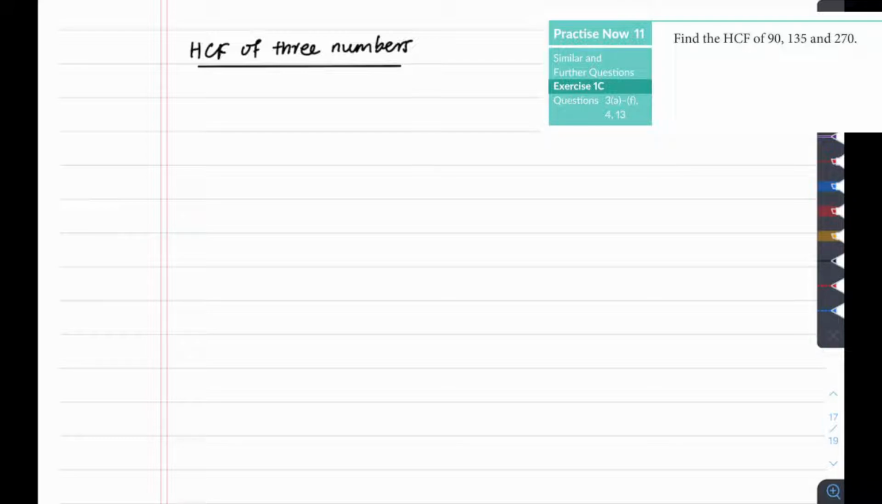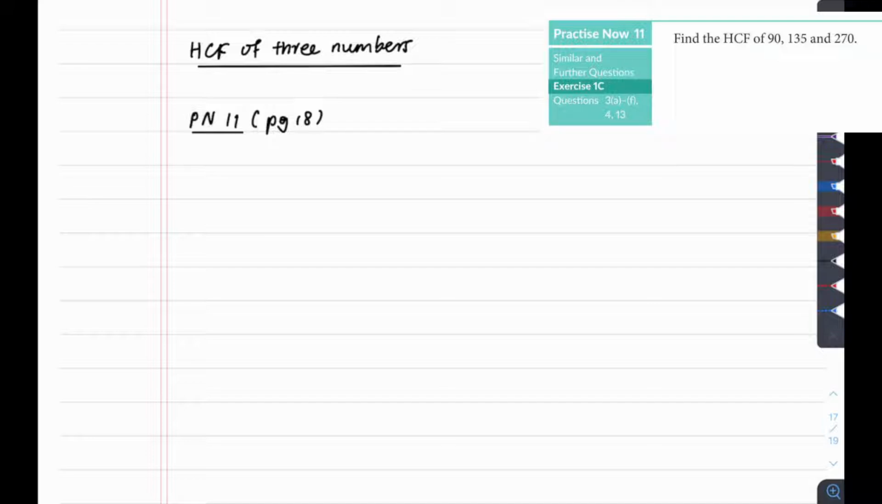Okay, all right, so let us take a look at practice now 11 over here. As you can see in your textbook, I have the question at the top right corner over there in case you can't find it. We are looking at practice now 11, and we're on page 18. Come, let us look at the first method.